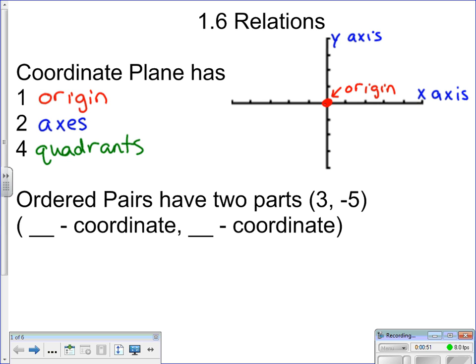The quadrants are listed by Roman numeral: 1, 2, 3, and 4.